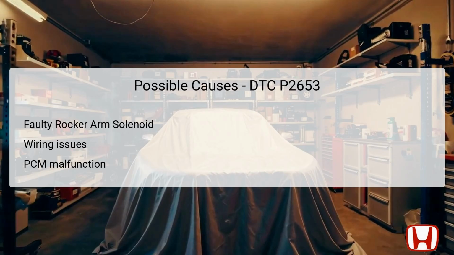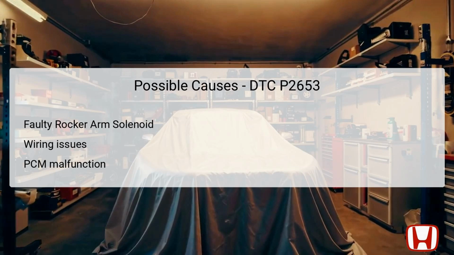Firstly, a faulty rocker arm oil control solenoid itself could be defective, preventing the proper oil control and signaling to the PCM. Secondly, wiring issues, which can include short circuits or breaks in the wiring leading to or from the solenoid, can result in a low voltage condition being reported. Lastly, there could be a malfunction within the PCM.